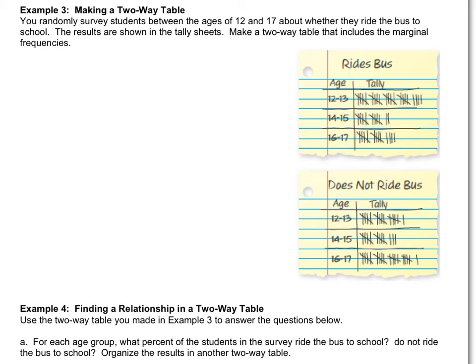We are randomly surveying some students. Again, we don't know the number, but we will figure it out as we go. Between the ages of 12 and 17, about whether they ride the bus to school or not. In this case, our two categories are ages and whether they ride the bus or not. You can see our tally sheets off to the side, where we have a column for the ages, and also the rides the bus or doesn't ride the bus. So basically we're going to make the ages our categories on the left margin, and whether we ride the bus or not will be the other part of ours. So what that's going to look like is this.